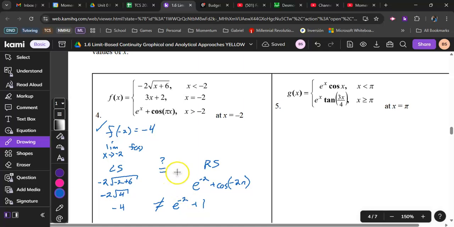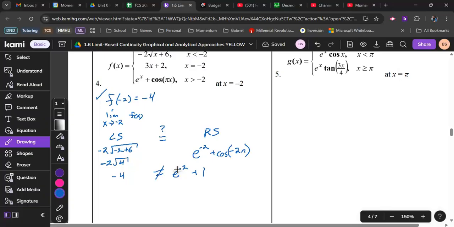I use the unit circle, and I learned it when I was in school. Unlike you guys.